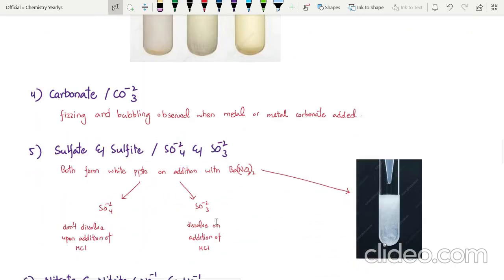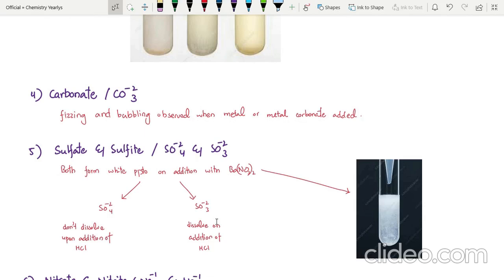Let's move on to the carbonate ion. The carbonate ion has a simple test. If the solution contains any carbonate, you just add any metal salt or acid, and it will start bubbling and fizzing, like how an energy drink fizzes when you open it. That is the same type of reaction associated with carbonate.